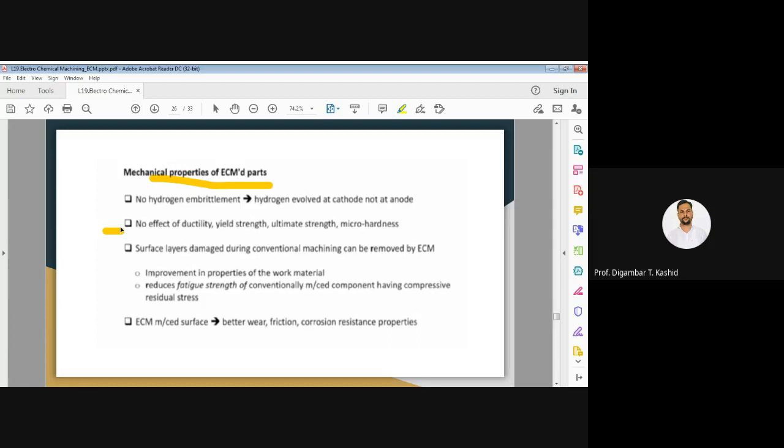Also, in the EDM process there is a brittle layer, the molten material that is redeposited. This redeposited material is very hard, so the EDM process changes the property of your metal. That affected metal can be removed. Again, the electrochemically machined surface has better wear, friction and corrosion resistant properties. These are the properties.